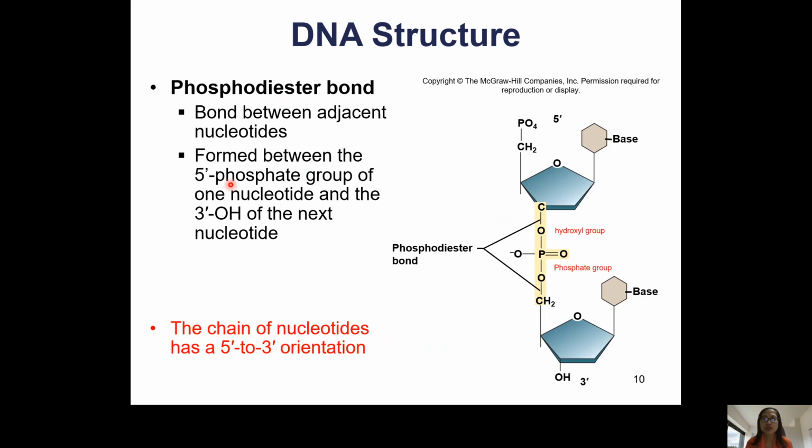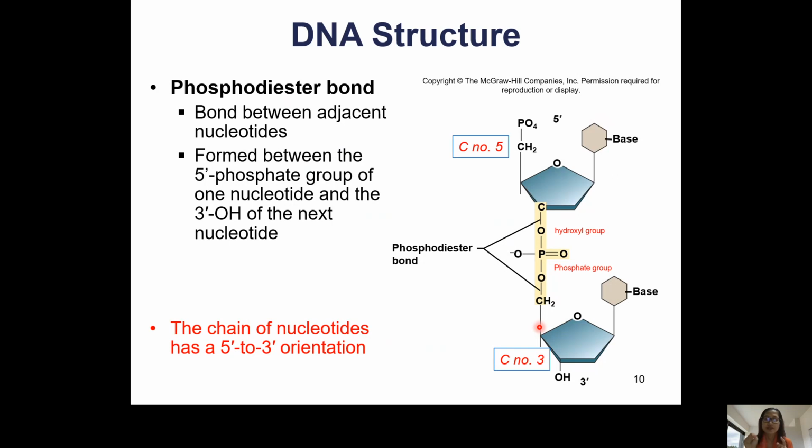This bond is formed between the 5-phosphate group of one nucleotide and the 3-hydroxyl group, or OH, of the next nucleotide. As you can see from the picture, this is the first nucleotide, and here is the second nucleotide. The phosphodiester bond here is the bond formed between the phosphate group on carbon number 5 of the first nucleotide and the next one.